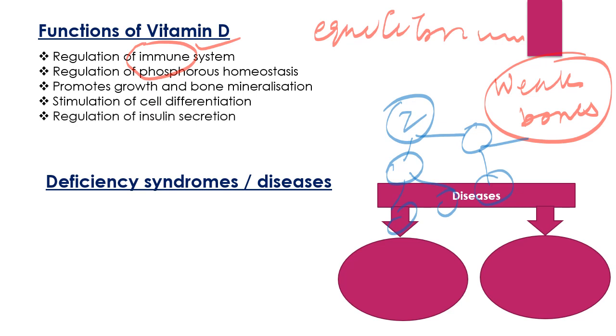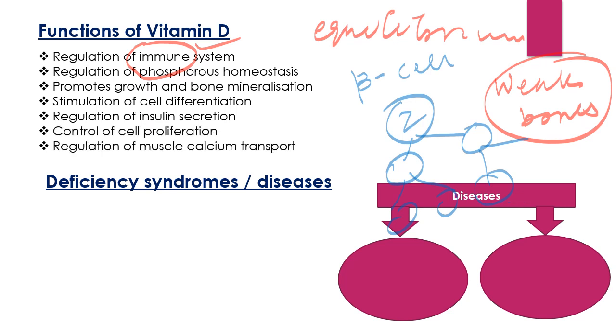Next, it is responsible for the regulation of insulin secretion. As you know that insulin is secreted from the beta cells of the pancreas, so that is responsible for the insulin secretion. It controls cell proliferation, and lastly, it is responsible for the regulation of muscle calcium transport. Calcium is transported to the muscles, so this is regulated by vitamin D.